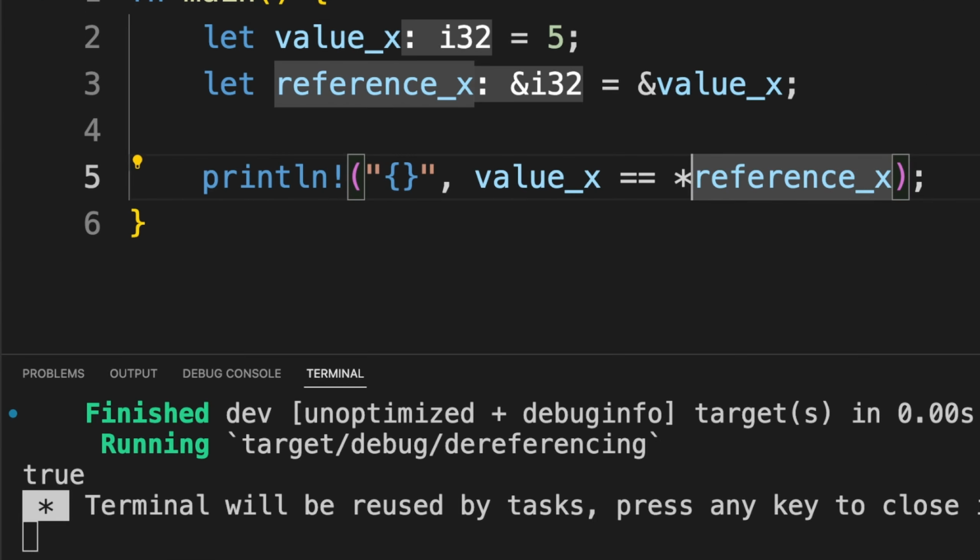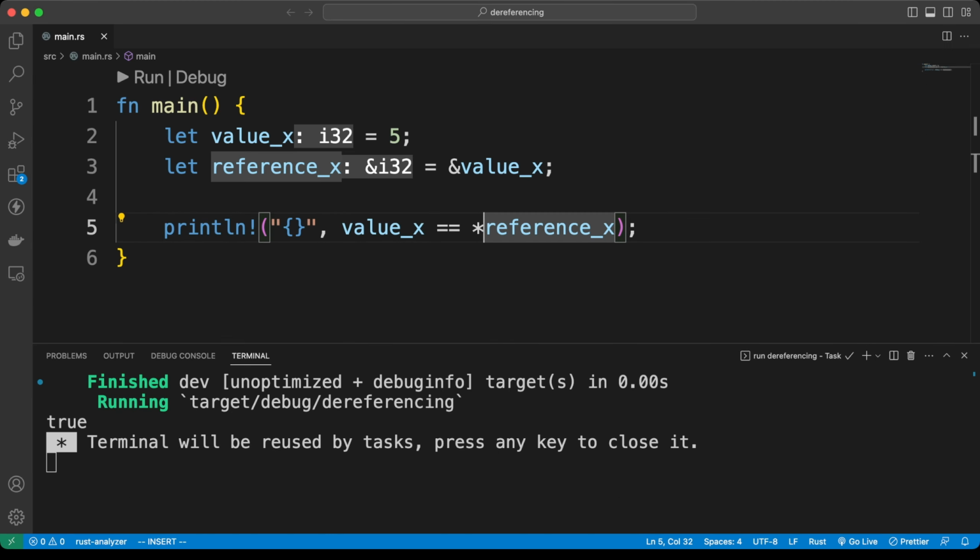When you use the dereferencing operator, we use the value pointed to by the reference. It is also possible to dereference a struct or enum with the Deref or DerefMut traits implemented. After learning about traits, you can examine Deref and DerefMut implementations.